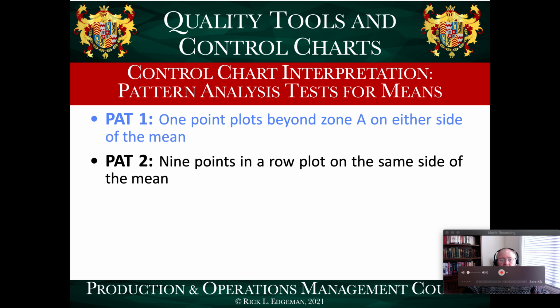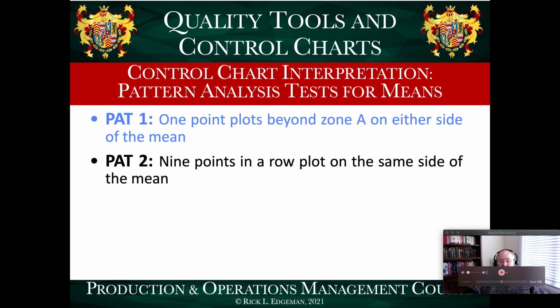Pattern 2. Think about the center line, the green line in the middle of the chart. That's what we're talking about when we say 9 points in a row plotting on the same side of the mean. We're talking about 9 consecutive points plotting above that center green line, or 9 consecutive points plotting below the middle green line. Now that's a pretty long pattern, 9 points to uncover it.